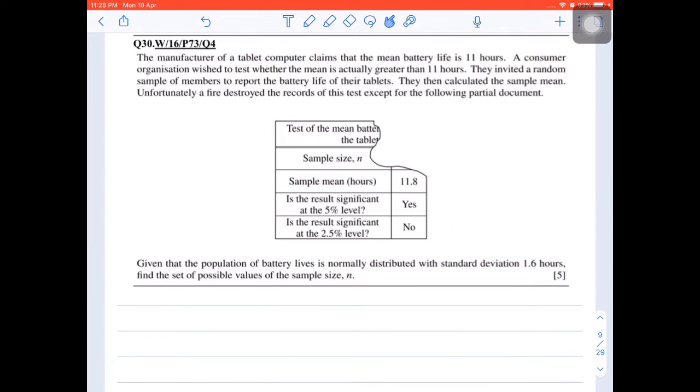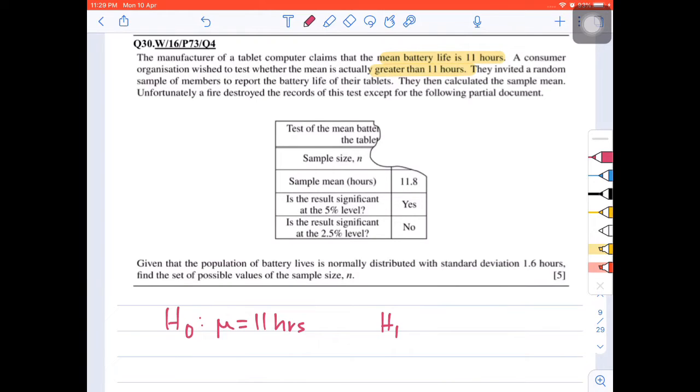The last question for the testing. The manufacturer of a tablet computer claims that the mean battery life is 11 hours. A consumer organization wishes to test whether the mean is actually greater than 11 hours. So I'll just write the null hypothesis: mean is equal to 11 hours, and alternate hypothesis: mean is greater than 11 hours.